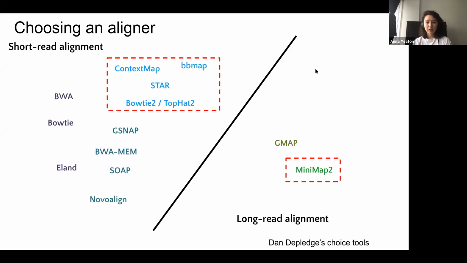So back to choosing an aligner. If we're looking at short read alignment, these are Dan's choice tools, and I also agree. I've never really used Context Mapper. I've used BBMap and STAR and Bowtie. And then for long read alignment, he suggests Minimap2 if you're doing long reads.